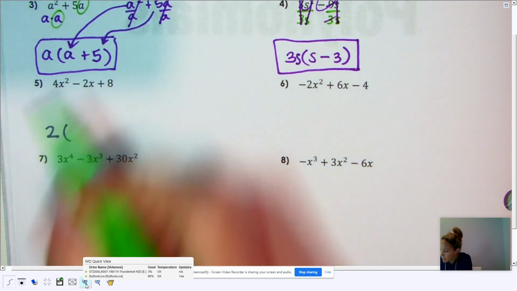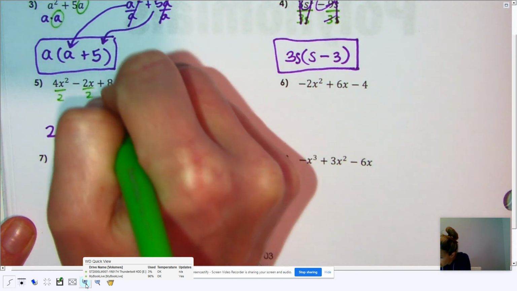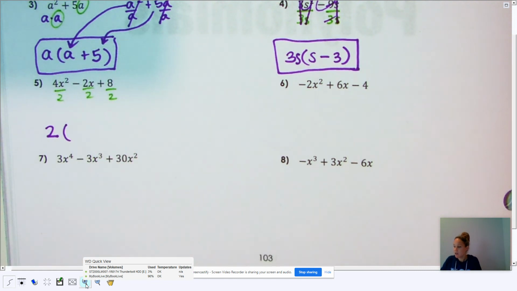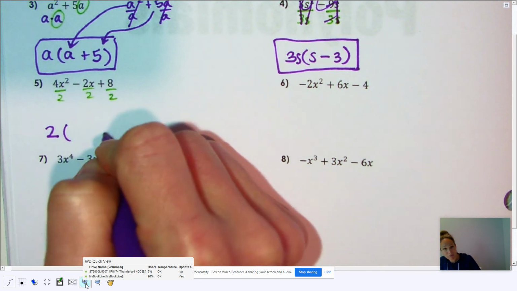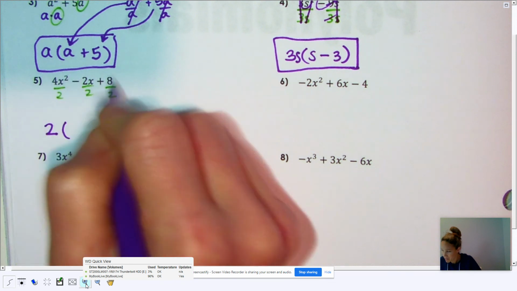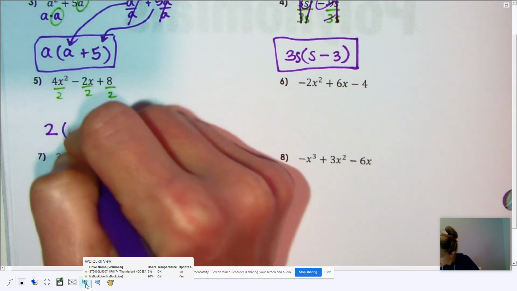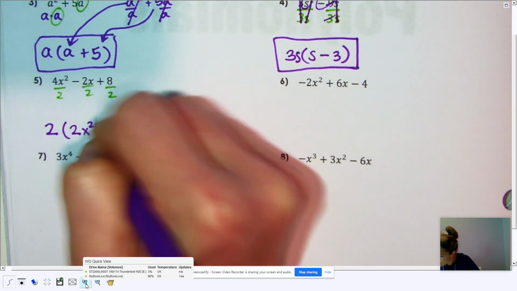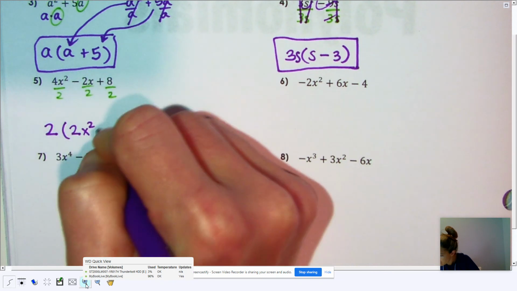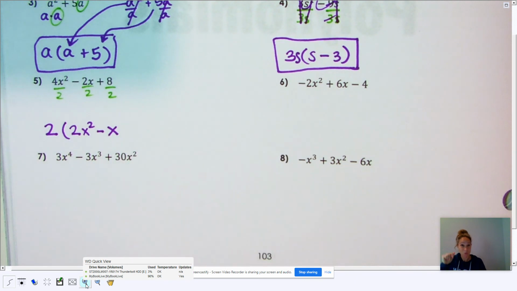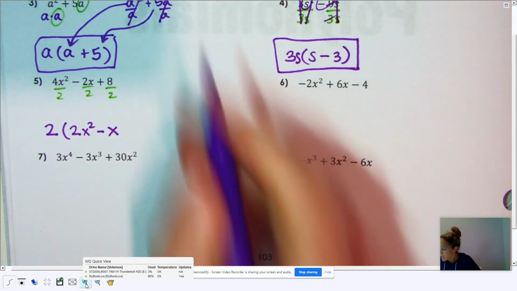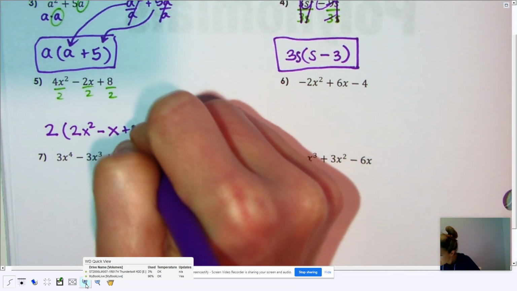So what I want you to think about is divide by 2, and we're going to put what's left on the inside so that when I multiply by 2, multiply by 2, multiply by 2, I get the same thing up here. So 4 divided by 2 is 2 with the x squared. Negative 2 divided by positive 2 is negative 1. But remember, when we have an x there, we don't really write the 1 in front of it. And then 8 divided by 2 is 4.